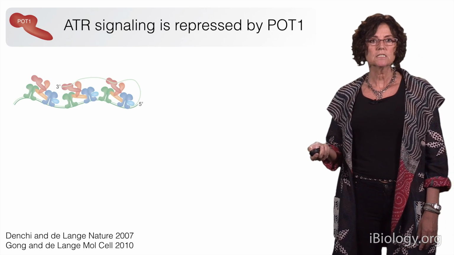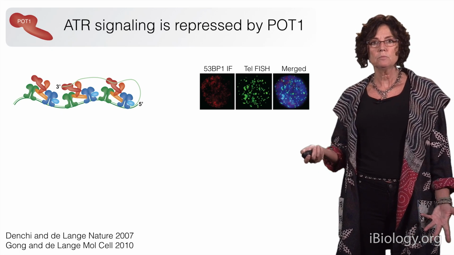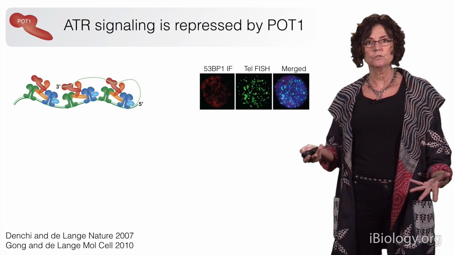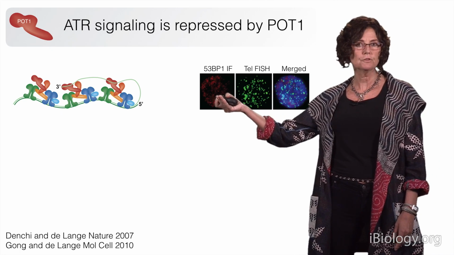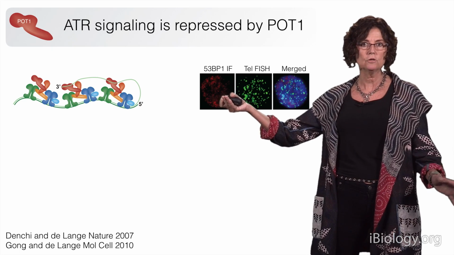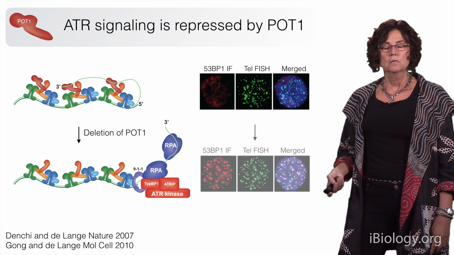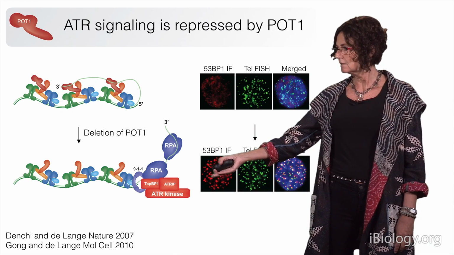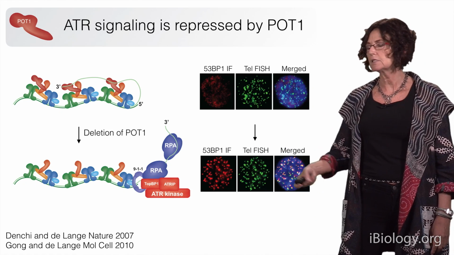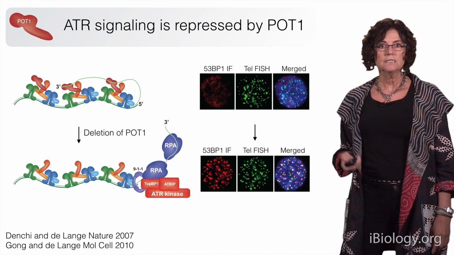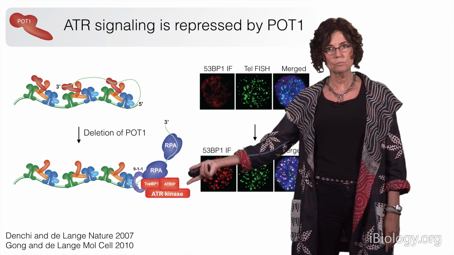Again, we used the genetics in the mouse and looked at what is going on at telomeres when Pot1 is there. This is cells with an intact sheltering complex, and there are no 53BP1 foci at telomeres. There's no DNA damage response. Now we delete Pot1, and immediately you see that there is a lot of 53BP1 co-localizing with the telomeric DNA. This is the ATR kinase pathway that has become active at these chromosome ends.